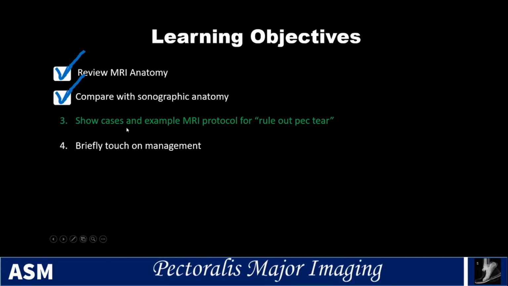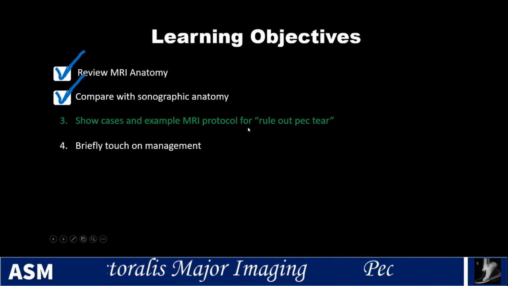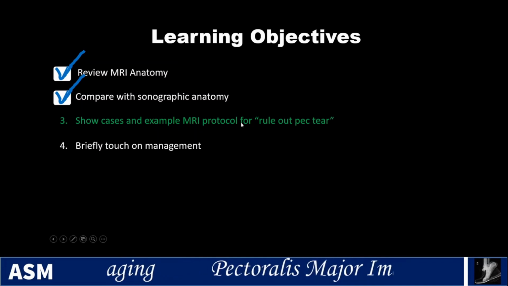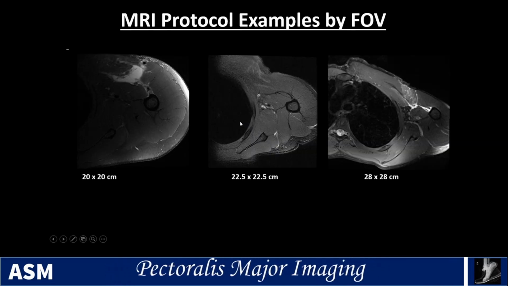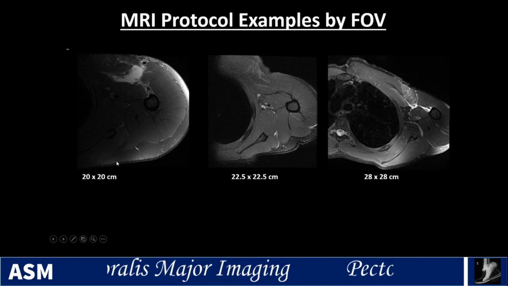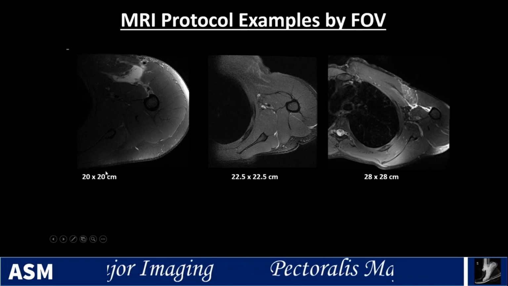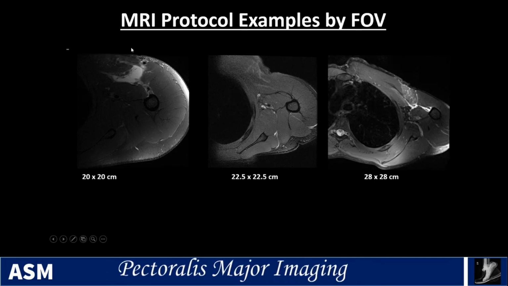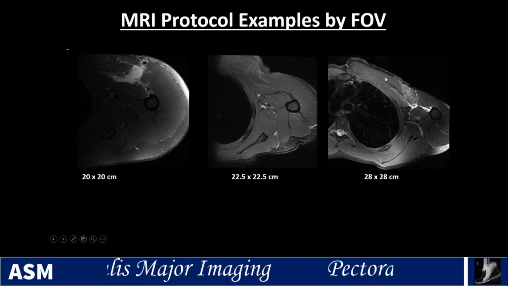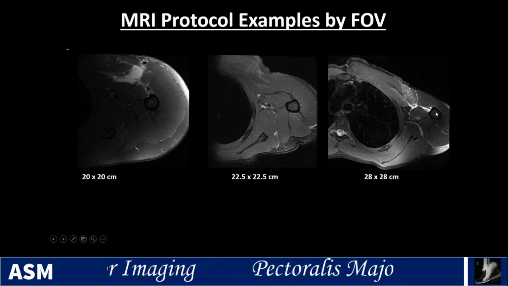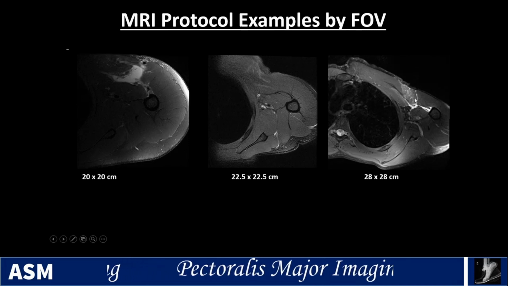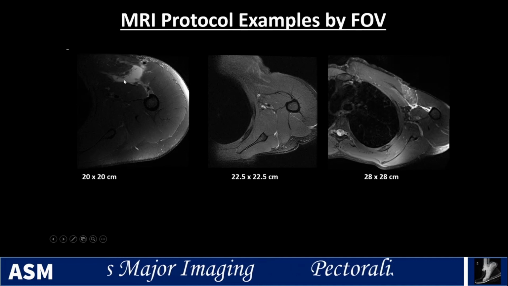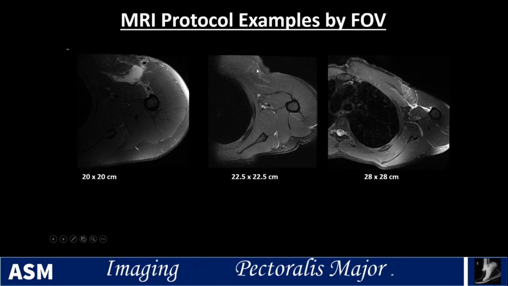So now we'll move on to showing some cases and example MRI protocols for rule-out pec tear requests. I'm going to actually start with the protocol portion first, and then I'll get to the cases. So I wanted to emphasize the importance of selecting the correct field of view. So these are different fields of view, going from smaller to larger, and you can see here's your 20 by 20, 22.5 by 22.5, and 28 by 28. You see more anatomy as you get a larger field of view. So in this case, you're seeing all the way from the humerus over to the sternum, the entire pec muscle. You're even seeing some of the contralateral pec. Over here, you're not seeing as much of that pec muscle here, and this is somewhat in between.